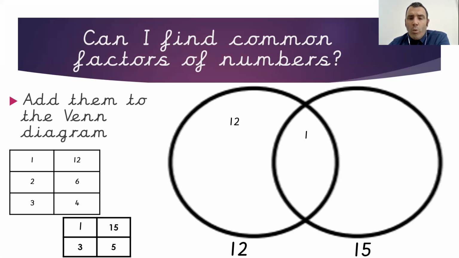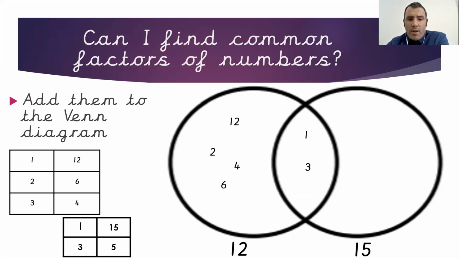So my first pair is 1 and 12. I know 1 times 12 makes 12. I've also looked at the table for 15, and I know that 1 times 15 will be 15. So I know that 1 is going to be a common factor between those two numbers. My next factor pair is 2 and 6 for 12. I know neither of those appears in my table for 15, so I can put them both in the circle for 12. My next pair, 3 and 4, I'm going to put the 4 in the 12 circle, and the 3 is going to go in the middle, because I know that 3 times 5 makes 15.